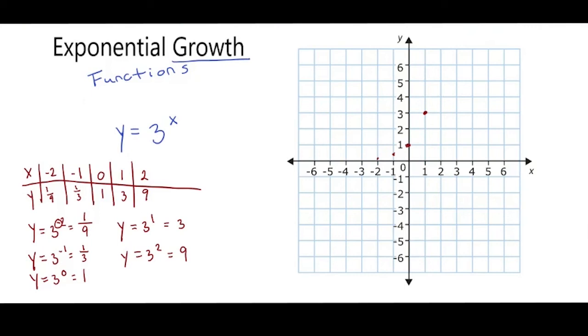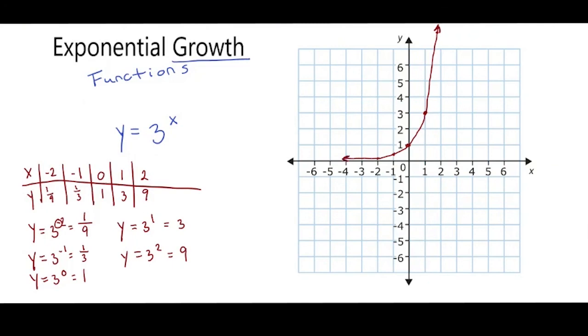So that'll go off the chart. So I will put a dot right about there just to signify that it goes off the chart. And I'll draw my curve. You'll notice that it is a curve and not a line. And it goes in both directions.